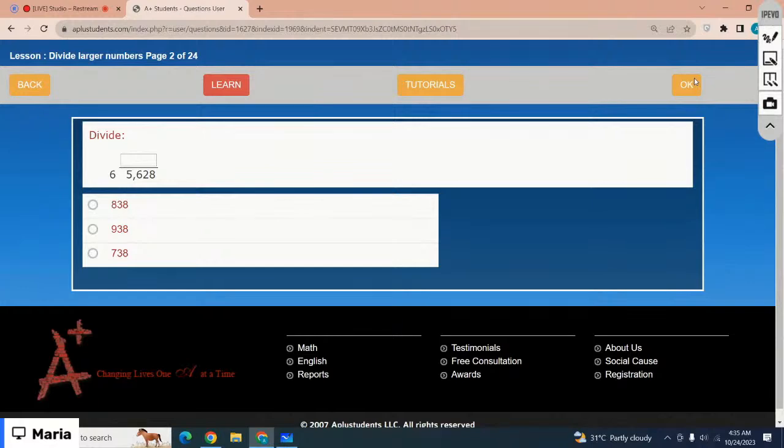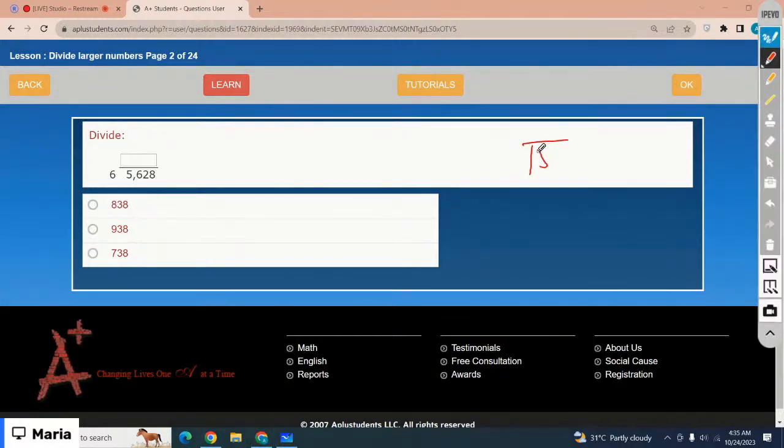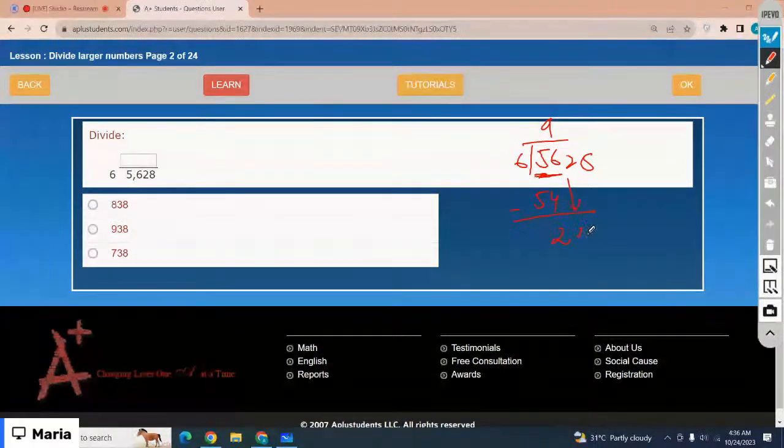Okay, the next one is 5,628 divided by 6. Okay, 5 is less than 6, right? You need to count the table of 6 until 56. So 6 times 9 is 54. We can go for 6 times 9 is 54. So 56 take away 54 is 2. Now bring the next 2 down. Count 6 until 22. So which is the correct option?